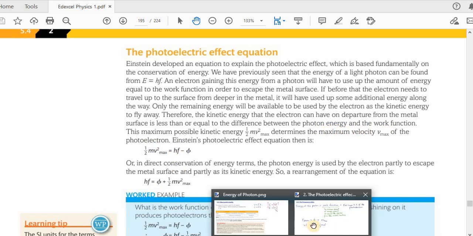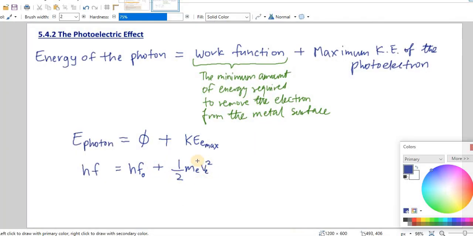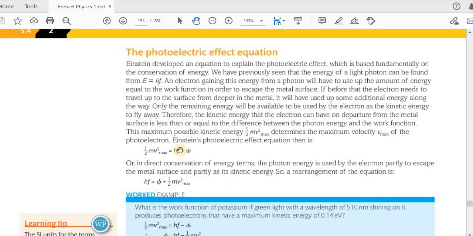If you look at this equation, the kinetic energy here, if you move this term to this side, hf minus phi will be equal to the kinetic energy. So hf minus phi is the kinetic energy. Therefore, the kinetic energy that the electron can have on departure from the metal surface is less than or equal to the difference between the photon energy and the work function.